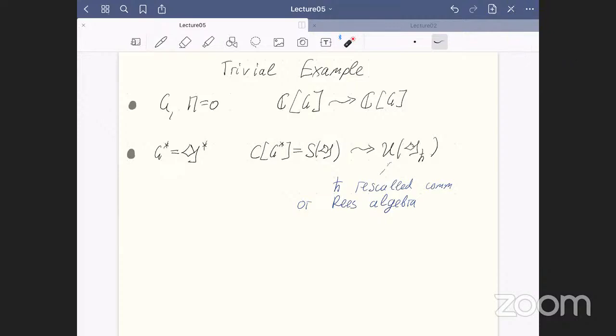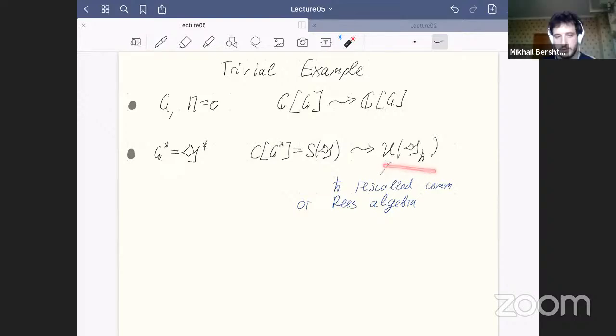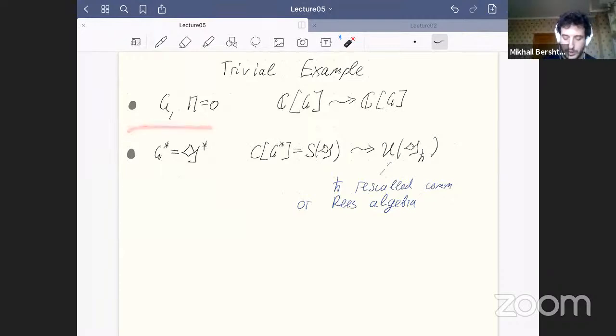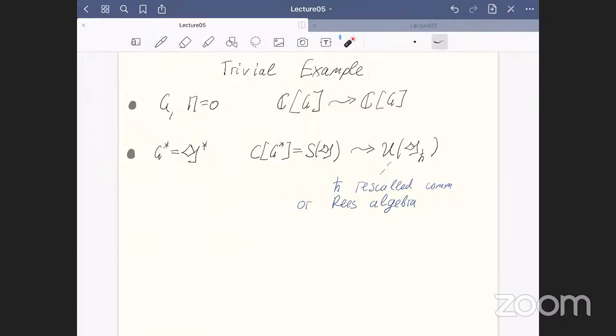And where is the non-commutativity here? You say that we move. This algebra is not commutative. Why? The universal enveloping algebra is not commutative. Yeah, I understand, but you have, this is the second example. Sorry. We have one example or two examples, it depends how you count. Okay. All is okay. Yeah.